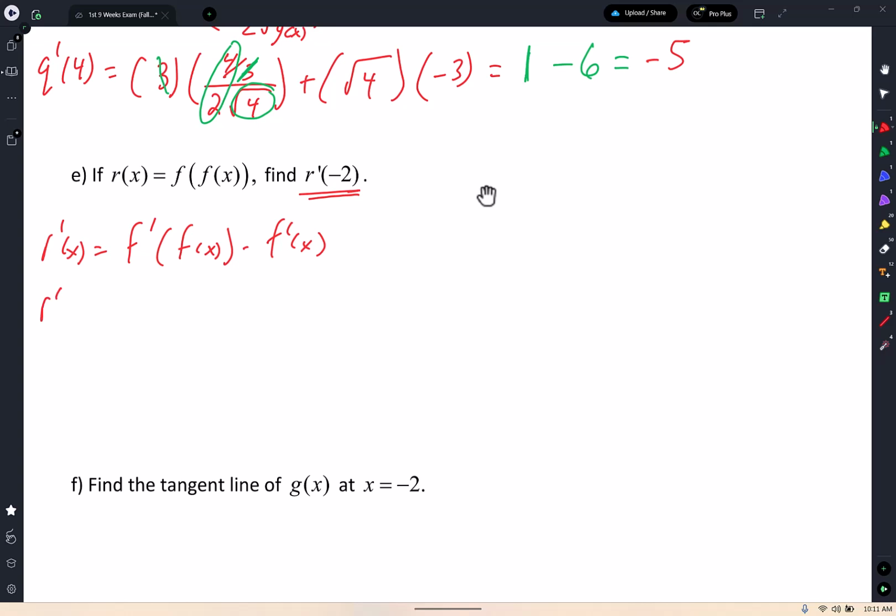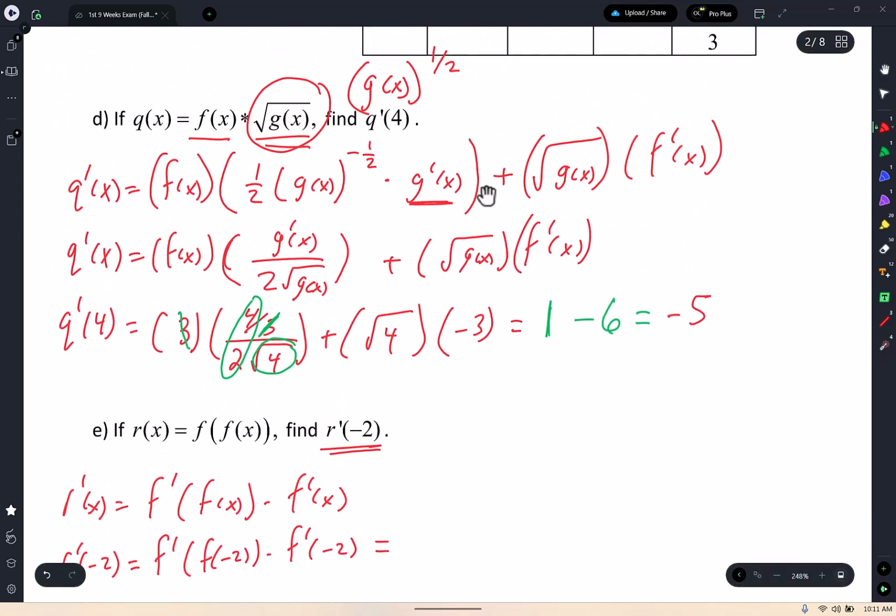That's a joke, YouTube. R prime of negative 2 equals, all I'm doing is plugging in a negative 2, guys. F prime of F of negative 2, close, times F prime of negative 2. It is okay to put an equal sign here. This is not a linkage error because I'm not linking the top one to R prime of negative 2.